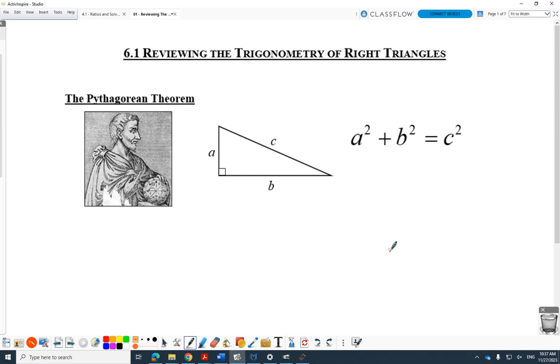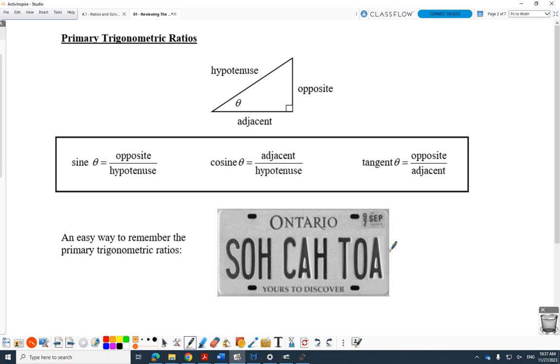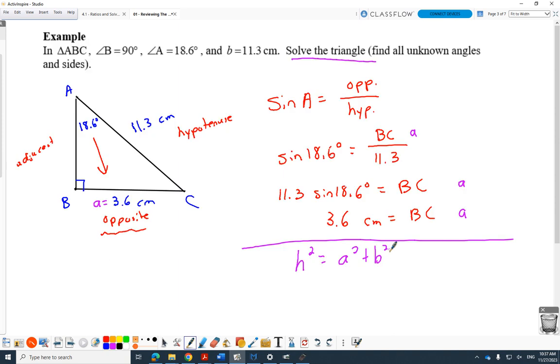That's not true. In the question I've just done, if I was going to label the C, it would be the adjacent side. That can really mess you up. That's why I like this version of it: hypotenuse squared equals A squared plus B squared. And then people make fewer mistakes.